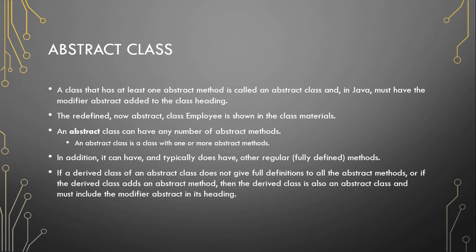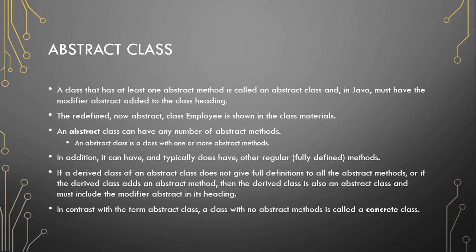These are methods that were copied over directly from our existing Employee class below. If a derived class of an abstract class does not give full definitions to all the abstract methods, or if the derived class adds an abstract method, then the derived class is also an abstract class and must include the modifier abstract within the heading. In contrast with the term abstract class, a class with no abstract methods is called a concrete class. So most of our classes that we've been doing up to this point, because they don't have the word abstract in them, are concrete classes. Now we don't need to put the term concrete in there because Java knows if it's not abstract, it has to be concrete.